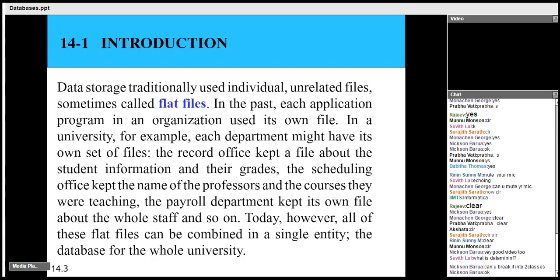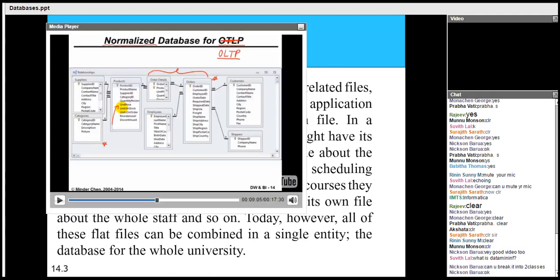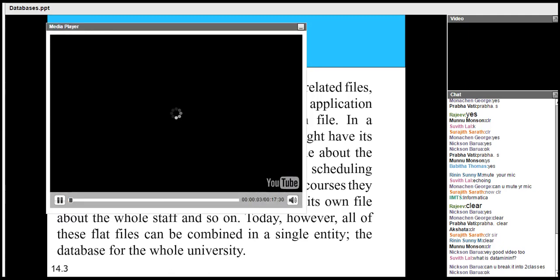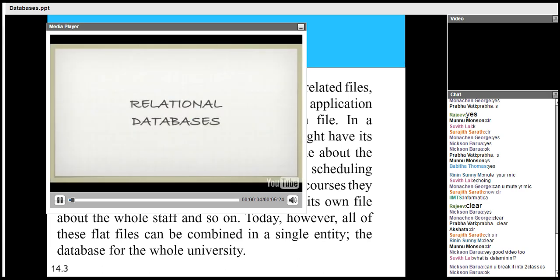Now what are databases? Data storage traditionally used individual unrelated files, sometimes called flat files. In the past, each application program... in fact, I can do one thing, I have a video on databases also. We can just play the video and after that we can discuss relational databases.